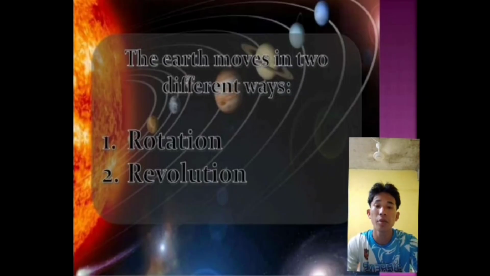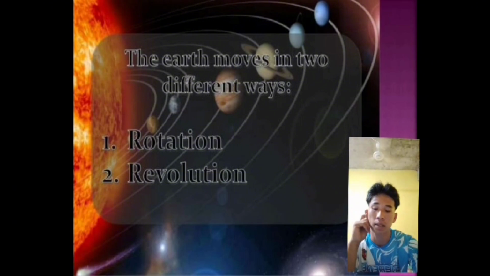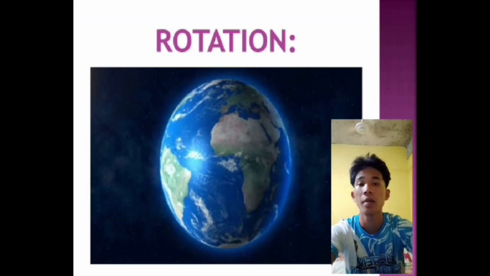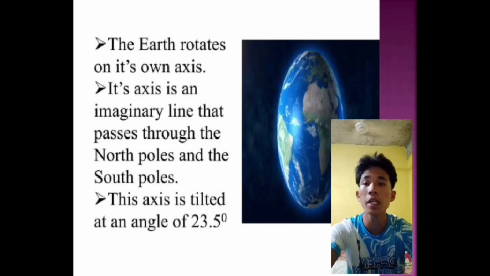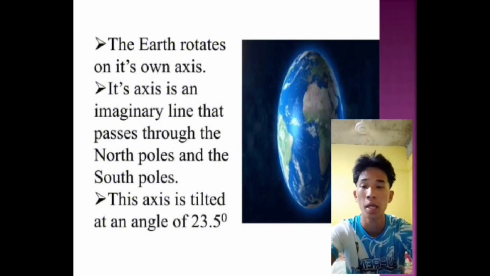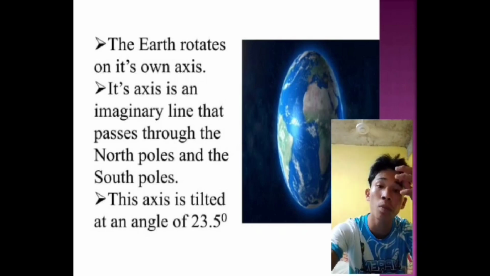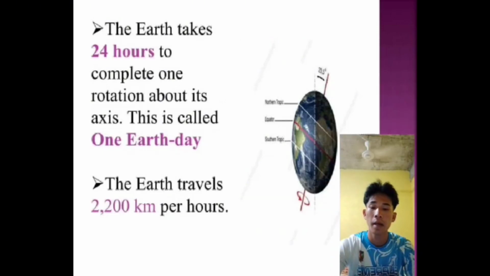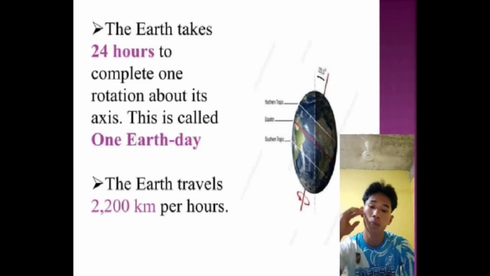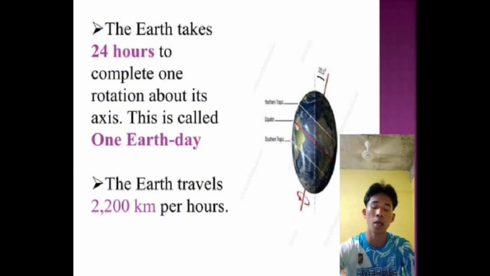The Earth moves in two different ways, which are rotation and revolution. The first is rotation. The Earth rotates on its own axis. Its axis is an imaginary line that passes through the North Pole and the South Pole. This axis is tilted at an angle of 23.5 degrees. The Earth takes 24 hours to complete one rotation about its axis. This is called one Earth day.